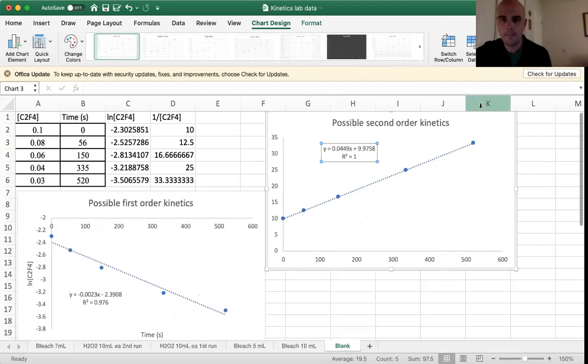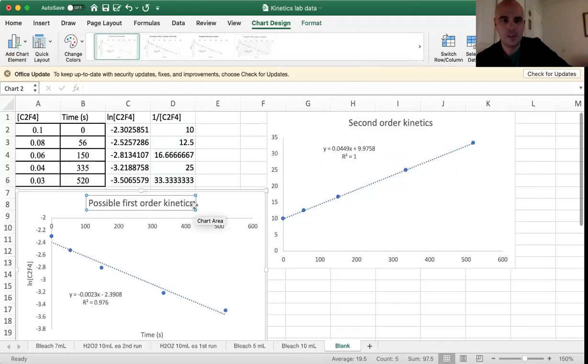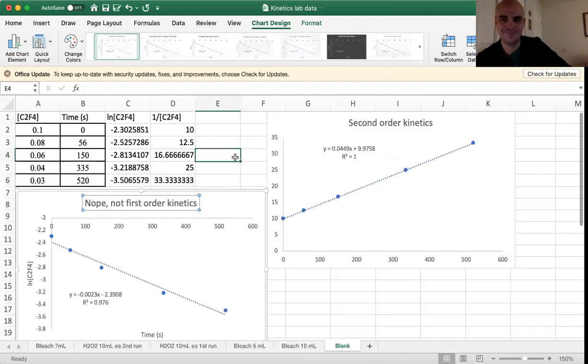If when we do this graph over here, which we just did, we do 1 over the concentration versus the time, and we get a straight line, and this is a better straight line. Notice that the R-squared is 1. And so this one indicates that we do have second order kinetics. It's a better fit. So then I'll probably say, nope, not first order kinetics.